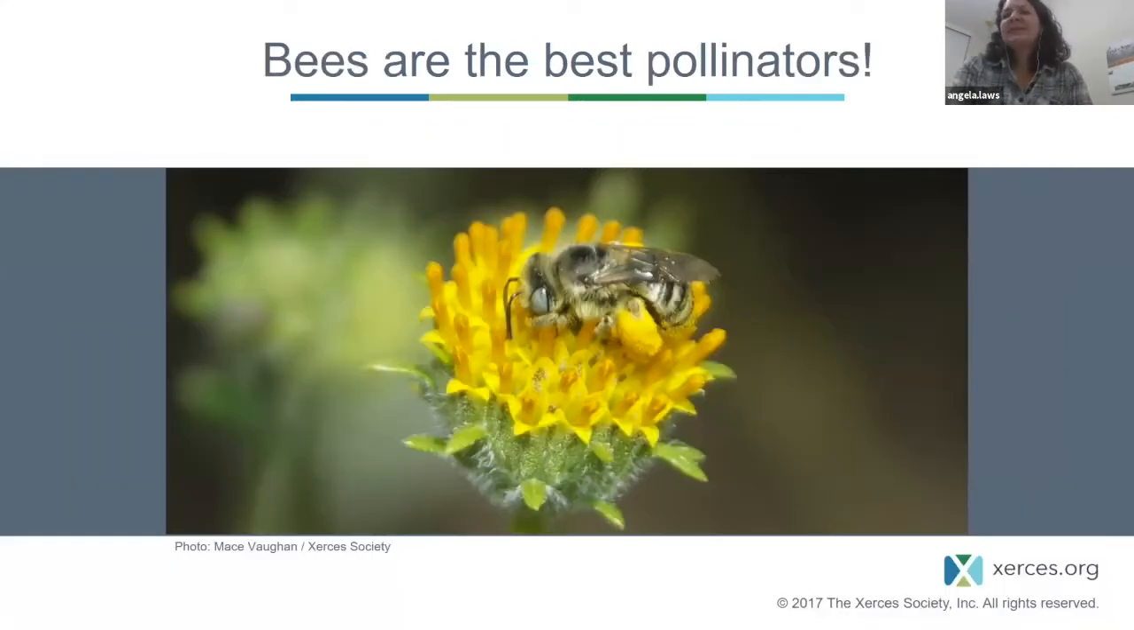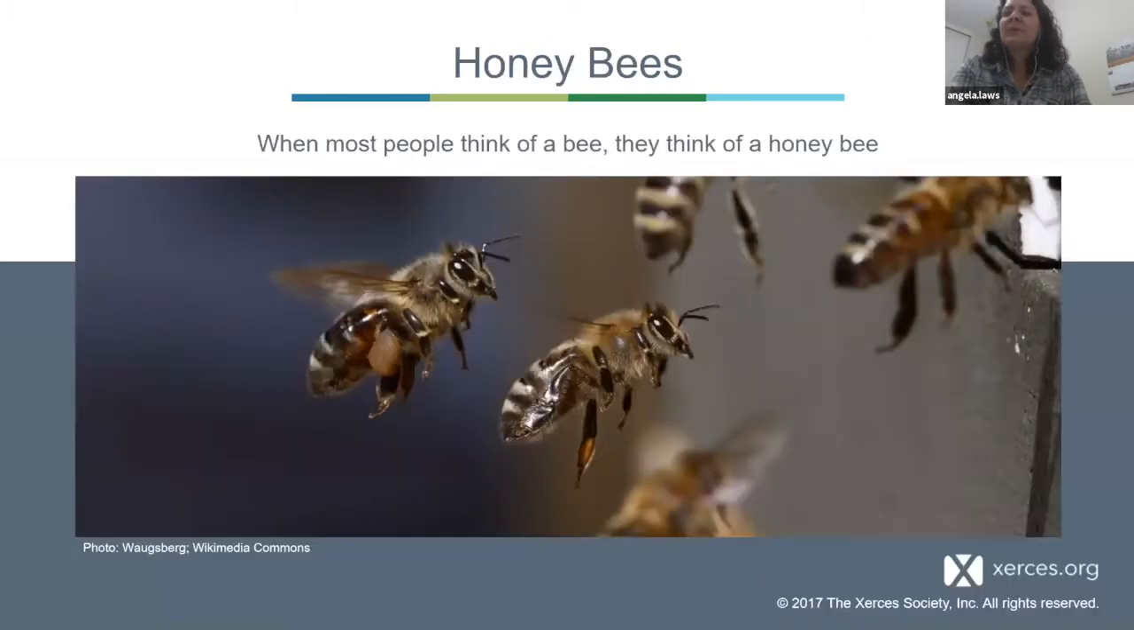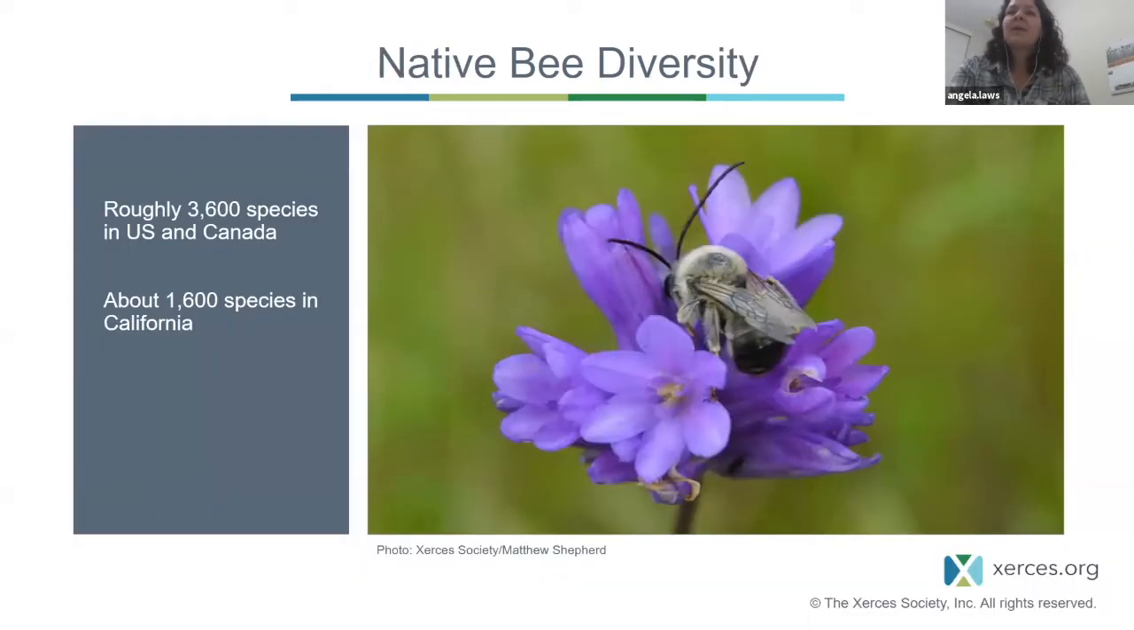Okay, as I said, bees are the best pollinators. They have special structures on their bodies to carry pollen, which makes them very efficient pollinators. When most people think of a bee, they think of a honeybee. And honeybees are incredibly important to our economy, to our agriculture. They're really fascinating animals. They're actually not from the US, they're from North America. There are actually a huge number of bees that have evolved here in the US.